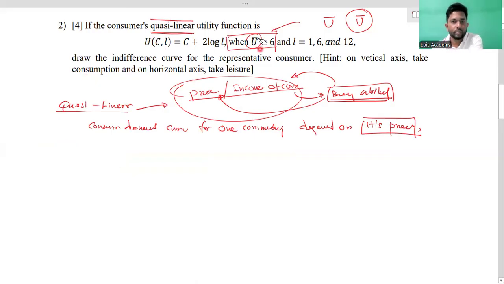Right. Then U must always be equal to 6, right? How can we identify that? I'm going to explain this by using this one.